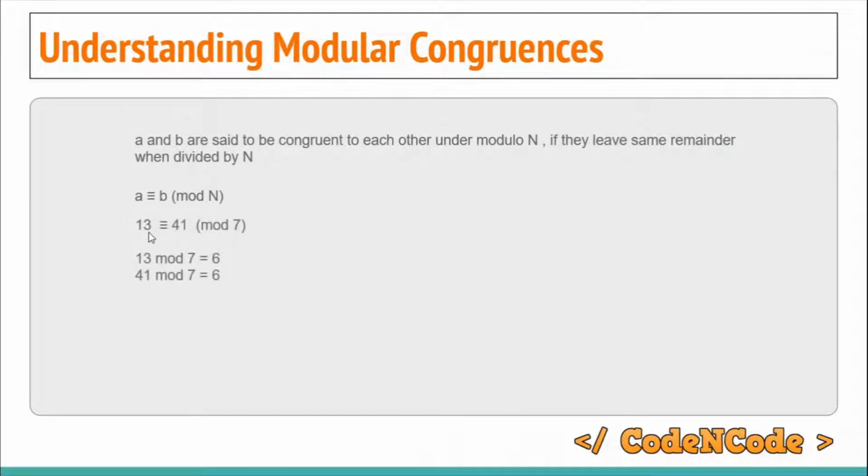For example, 13 and 41 are congruent to each other under modulo 7 because they leave equal remainder when divided by 7. 13 modulo 7 is 6, and same is for 41 modulo 7. So two numbers are congruent to each other under modulo n, where n can be any integer, if they leave the same remainder when divided by that number.